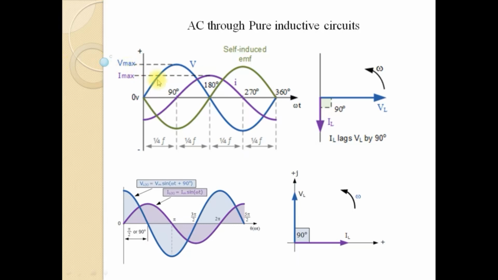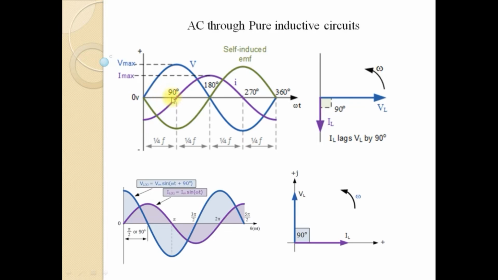Here you can see that at any instant the polarities or the directions of the voltages are opposing each other. And the current through the inductor is lagging with respect to the voltage. That means if we consider the voltage waveform as reference, the current waveform is lagging with respect to the reference voltage by an angle of pi by 2 radians or 90 degrees.